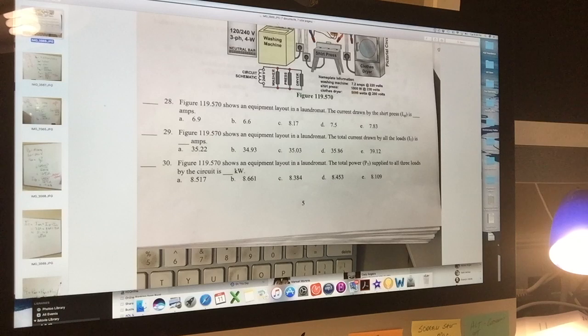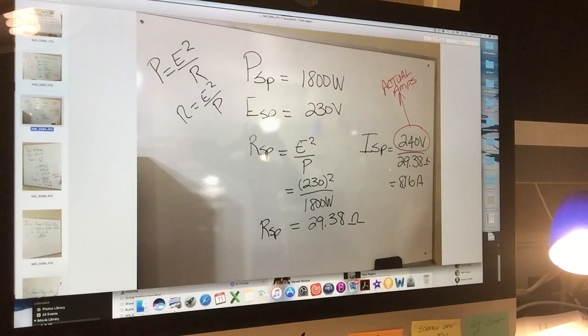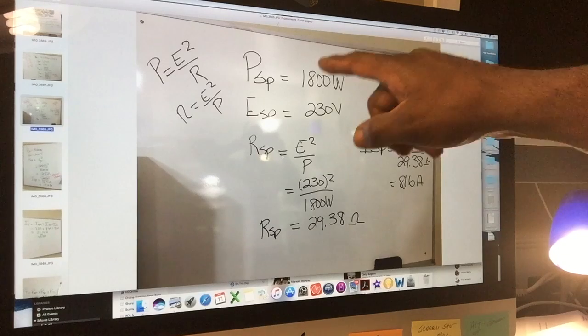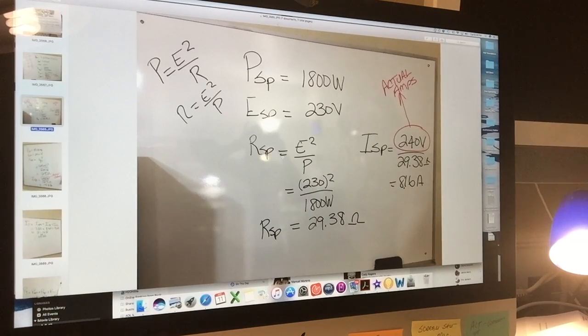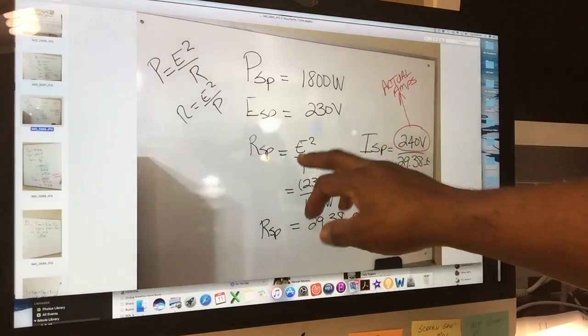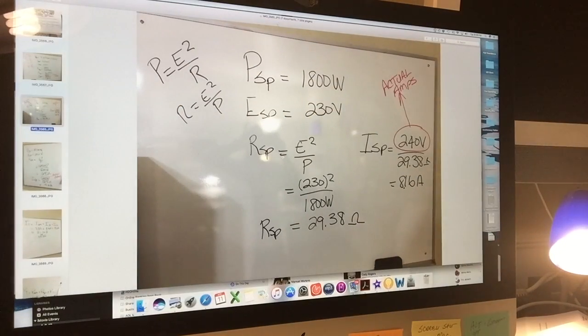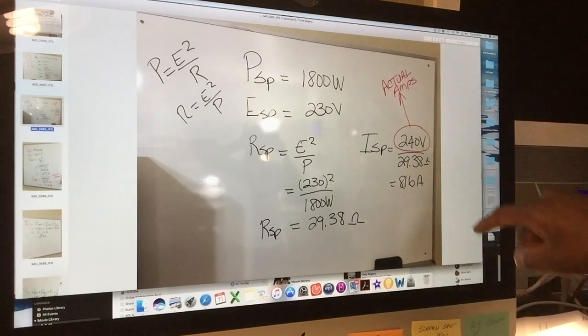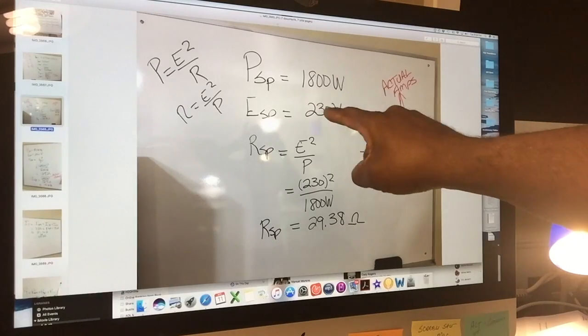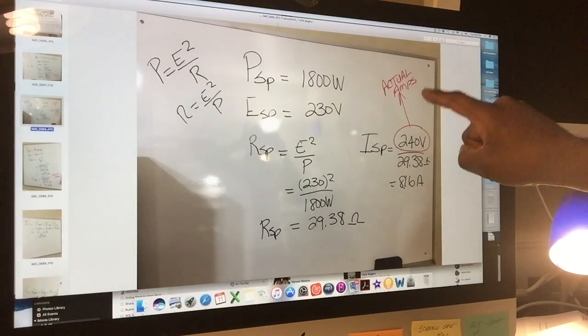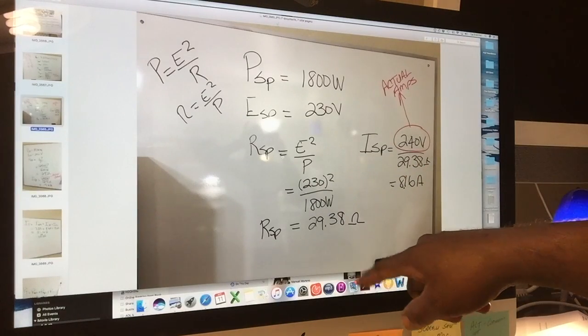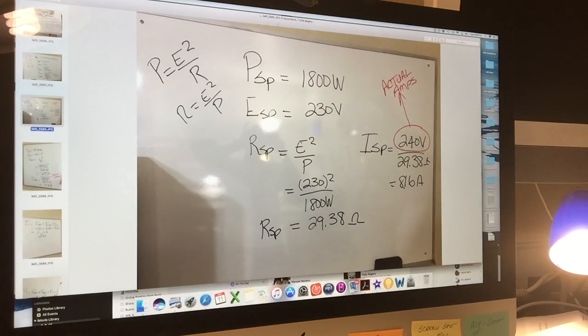Okay, so the first thing we want to do is go to the shirt press screen. We know that the shirt press has a wattage of 1800 watts. We know that the nameplate voltage is 230 volts, and so we can find resistance by using the formula E squared over P. We plug in our values, and our resistance is 29.38. Now, in order to find the current of that shirt press, we must use the actual voltage. Do not use the nameplate voltage. We take the actual voltage and divide it by the resistance, and that gives us 8.16 amps.